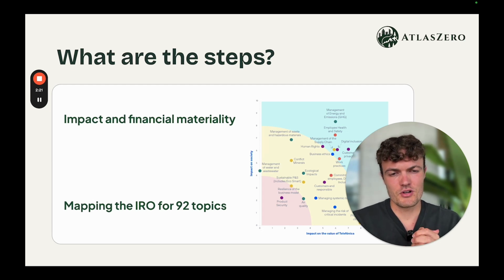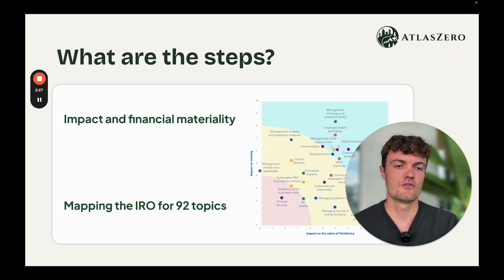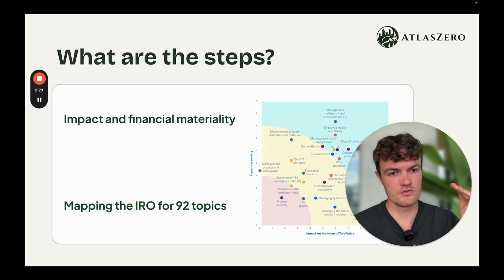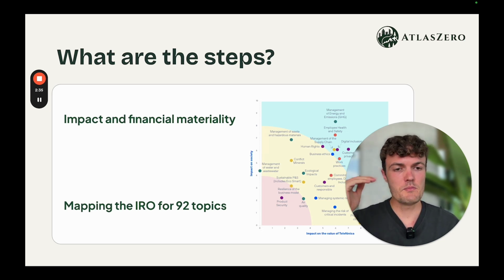And to get there, the process in theory is not that complicated. You just have to map your IROs for 92 topics. So there are 92 different topics, and you then have to assess for your company the impacts, whether they are positive or negative, the risks and the opportunities. And if you go through all of that process, you then end up with such an assessment. Of course, I'm simplifying here a lot, so the process has more detail and more steps to it. But in general, this is what you have to do to really do the double materiality assessment.